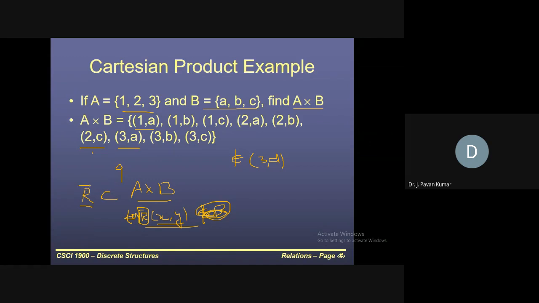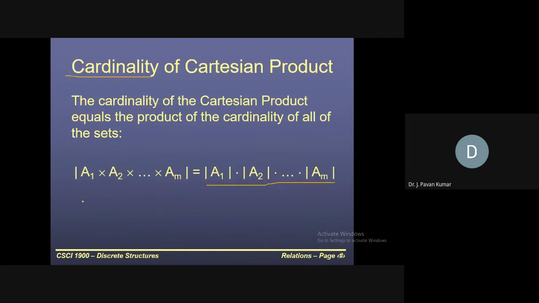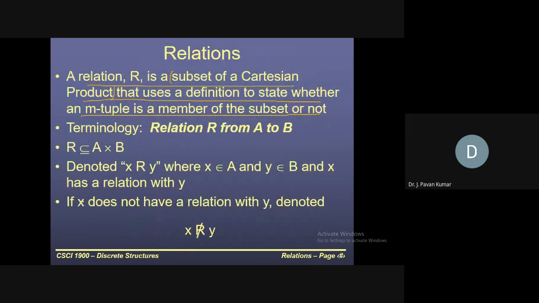Although R is a subset of A cross B, we should be able to state whether one particular tuple follows the relation or not, belongs to this relation or not. That is the second requirement. Now you can read the definition.